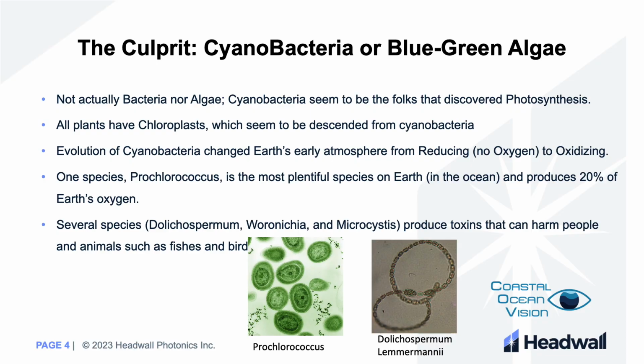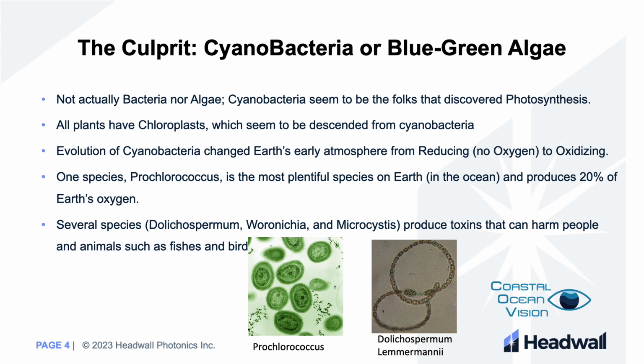Now, I've described the problem that leads to these toxic algae blooms, which is too much nitrogen and phosphorus coming into an ecosystem. Now I'll talk about the culprit. They're called cyanobacteria. They're also called blue-green algae. They're not actually bacteria. They're not actually algae. They're a very primitive life form. There's a lot of evidence that cyanobacteria are the very first organisms to discover photosynthesis. All plants are green because they have subcellular structures called chloroplasts, which genetic analysis indicates are very likely descended from cyanobacteria.